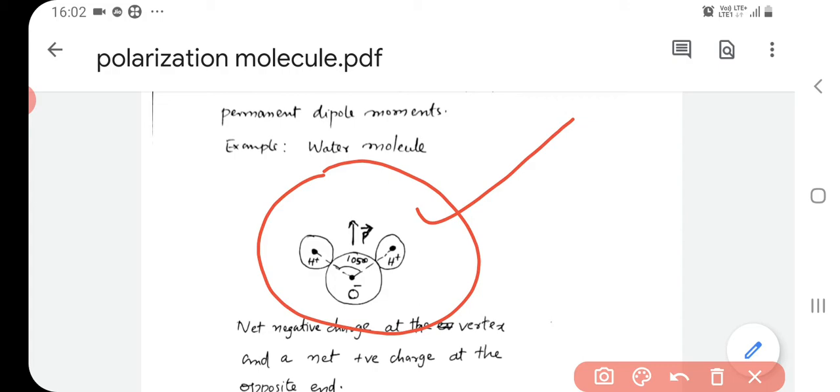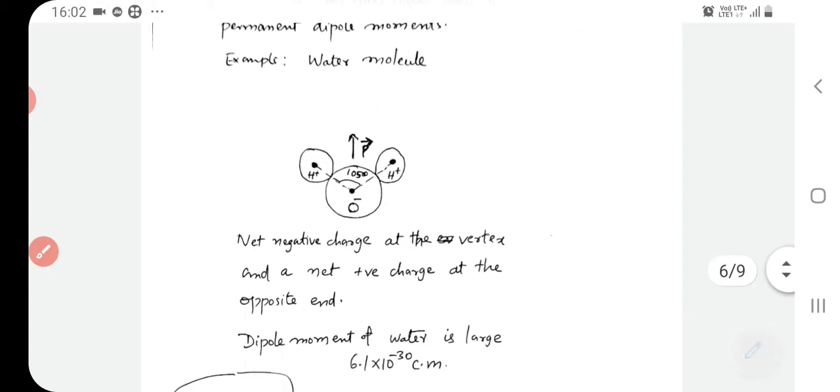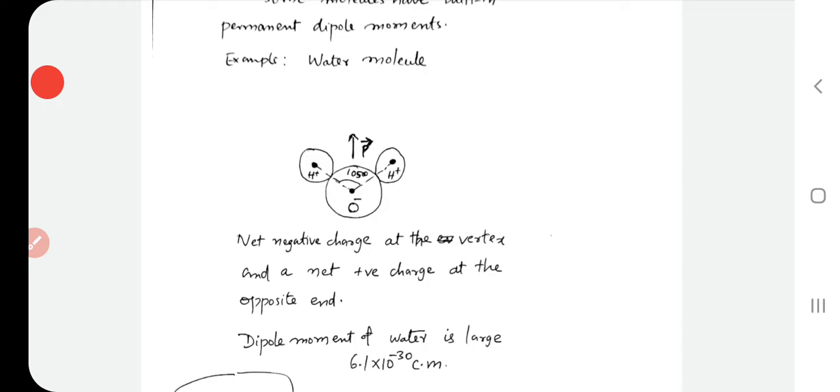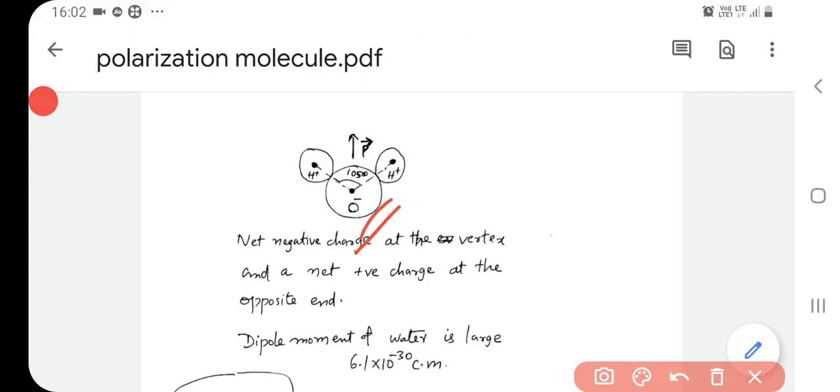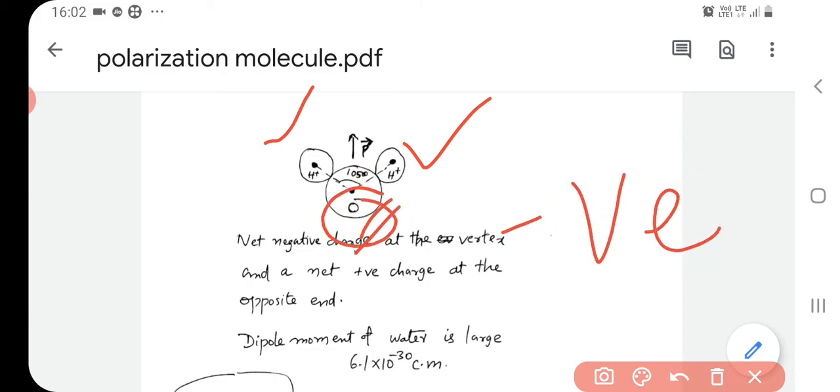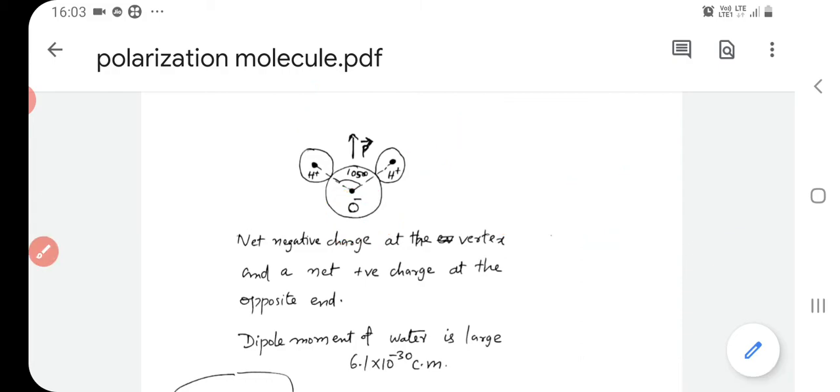So the water molecule has a permanent dipole moment, because oxygen, as you see here, is electronegative and it draws or attracts the electrons towards it from the hydrogen. From this hydrogen also it attracts the electron. So the oxygen becomes negative and the hydrogen becomes positive because they lose electrons. So a dipole moment will be developed.